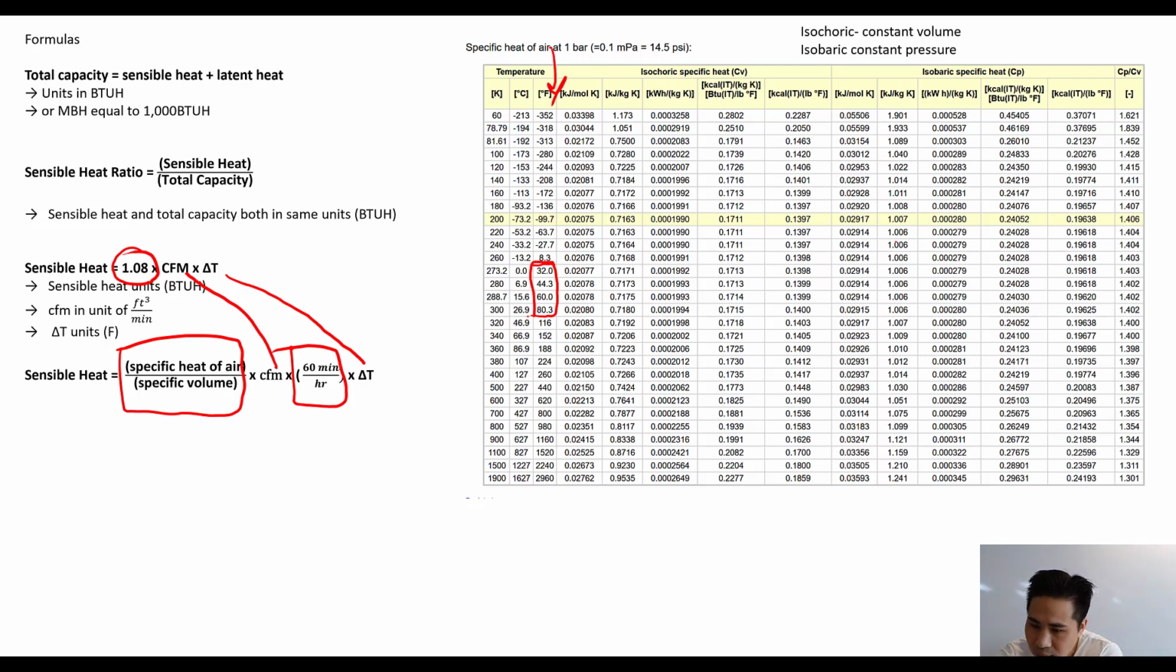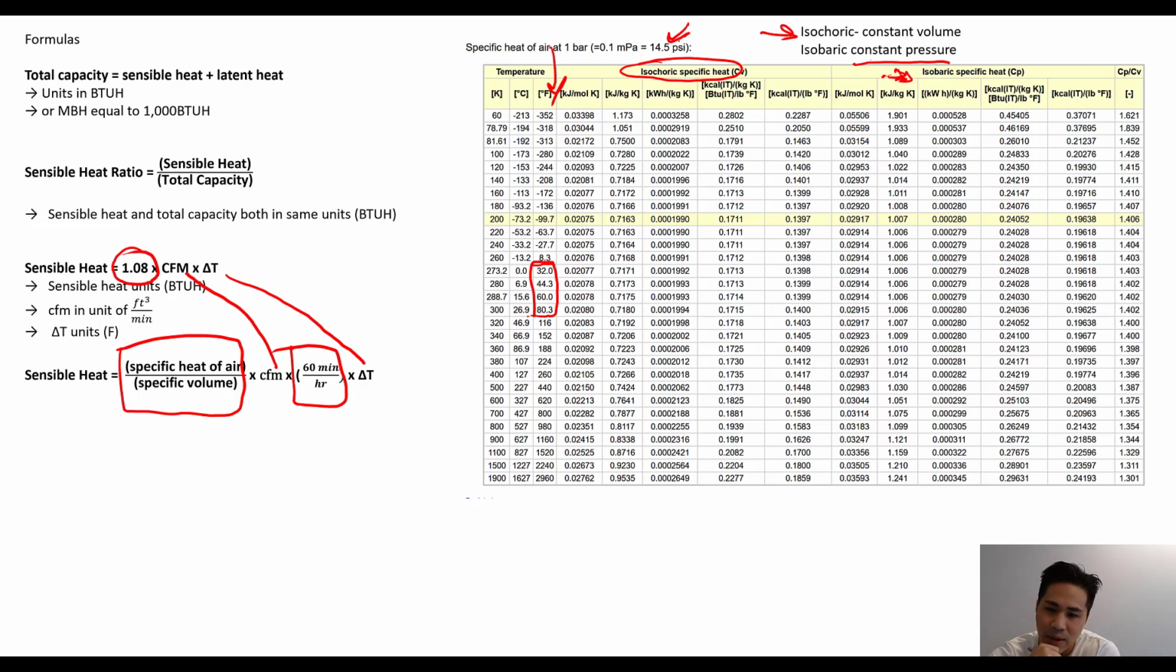If you look towards the right, you're going to see two columns. One is for isochoric, which stands for constant volume, and the other is isobaric, which stands for constant pressure. We're looking at the isobaric column, where it's at constant pressure, because as the temperature of the air is increasing in an HVAC system, it's done at a constant pressure, which is the atmospheric pressure, at 14.5 psi.